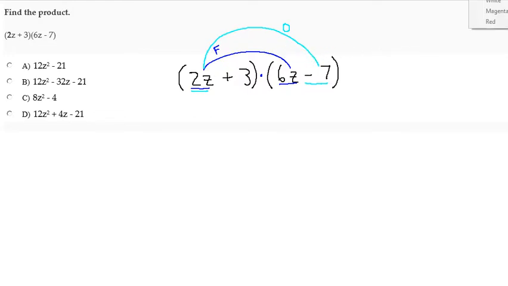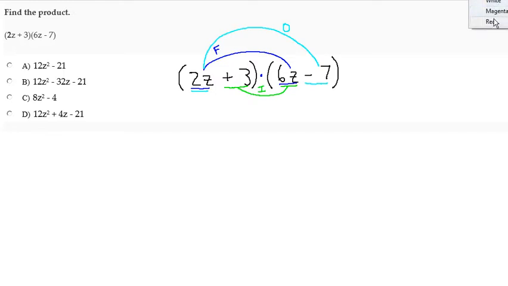I'm going to change color again. Then we make sure to multiply the inside terms. I'm underlining the two inside terms in green, connecting them with a green arc. These are the inside terms. We're going to multiply those together. These are each forming what we call partial products. There are 4 partial products that we have to account for.